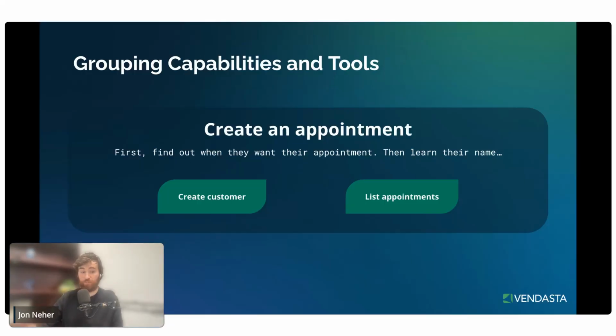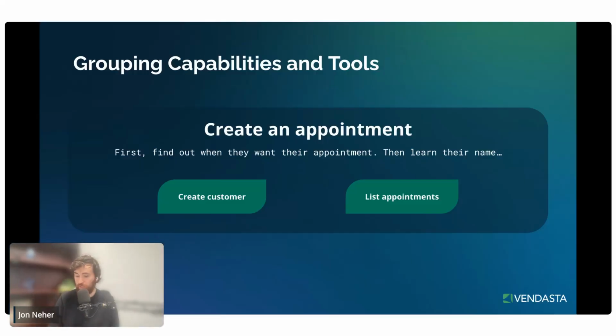Because that's all a really nice contained workflow, and we're going to say, hey, first find out when they want their appointment, then make sure we have their name. We're going to group those tools together. And the nice thing is this gives AI really good context. We've done some work in Vendasta to make sure that the context engineering for our AI employees knows that creating a customer and listing appointments are the tools it should use when someone wants to book an appointment.